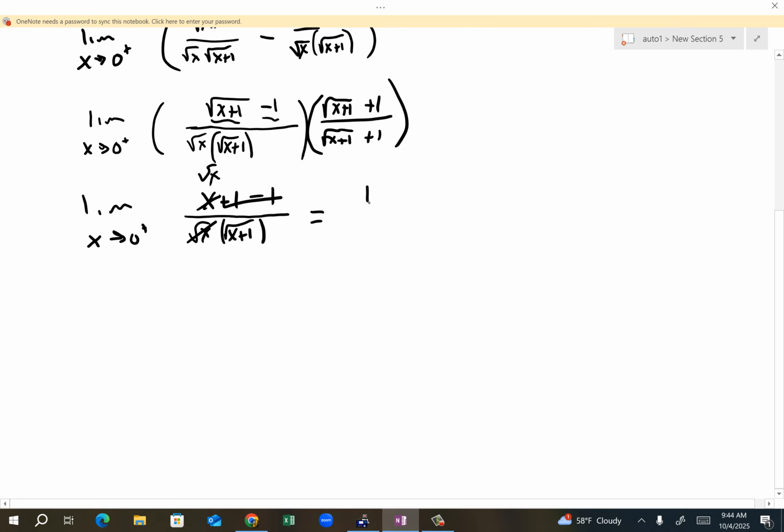Yes? Because how many times does square root of x go into x? It goes in square root of x times. Right? Square root of x plus 1. Now, what happens if you put 0 into here? Well, you get 0 on top, and over 1, which is just 0. Okay? That is a fact. That is what we wanted to do.